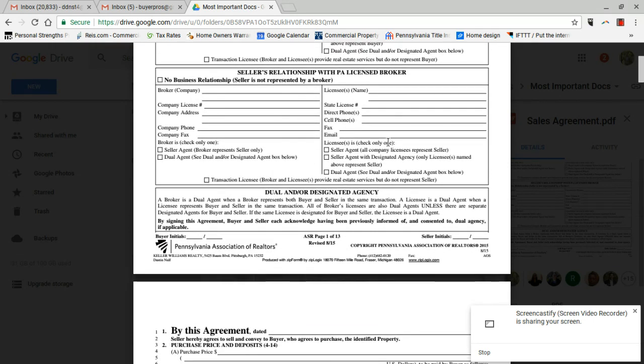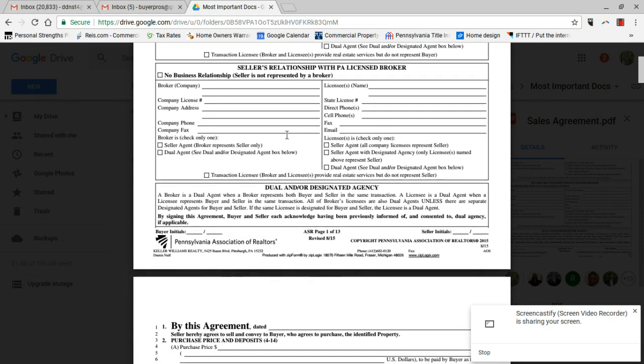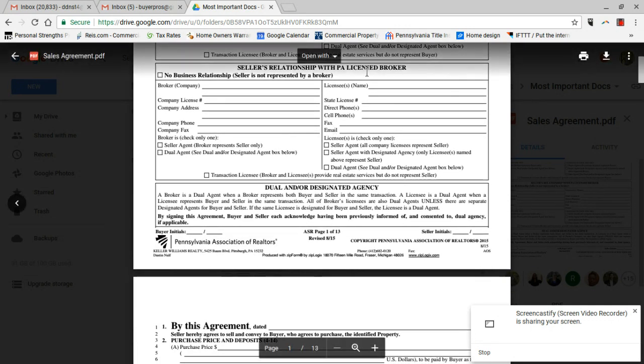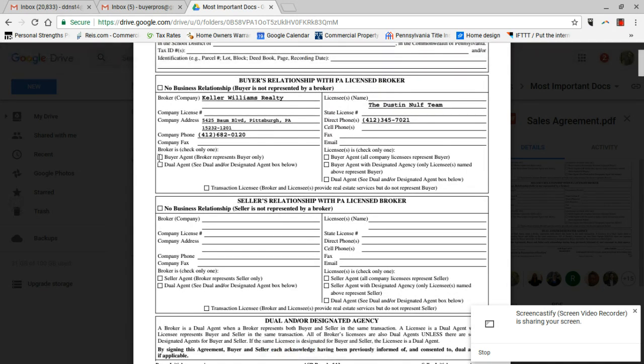Question? The seller's relationship with the PA broker. So you're going to fill this in based off of the MLS information for the listing, right? So if it's a Coldwell Banker agent, you're going to put Coldwell Banker over here. You're going to put their company info and all that stuff in here. Just make sure it's filled out. Make sure that you check here that you represent the buyer's agent. You're going to click that there. This is for the broker on this side.